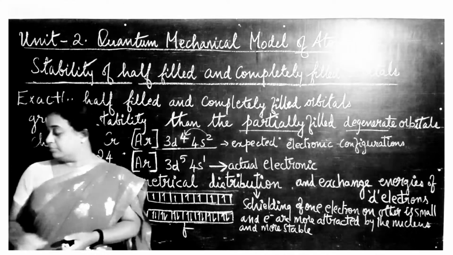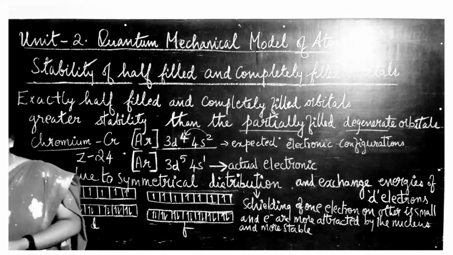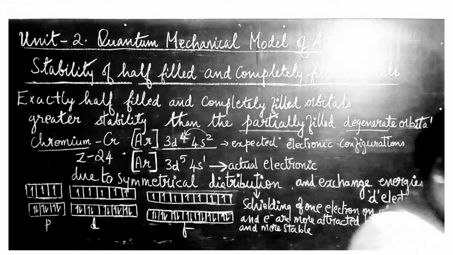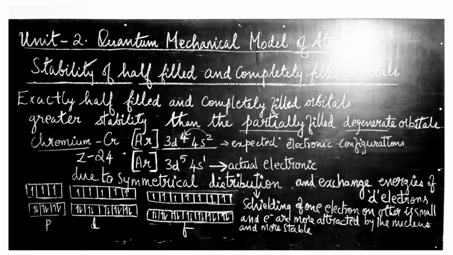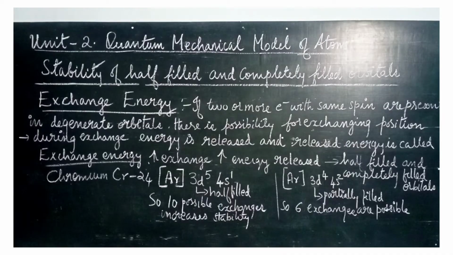Understanding? So there is also another reason: the shielding of one electron by the other is very small, and electrons are more attracted by the nucleus and are more stable.